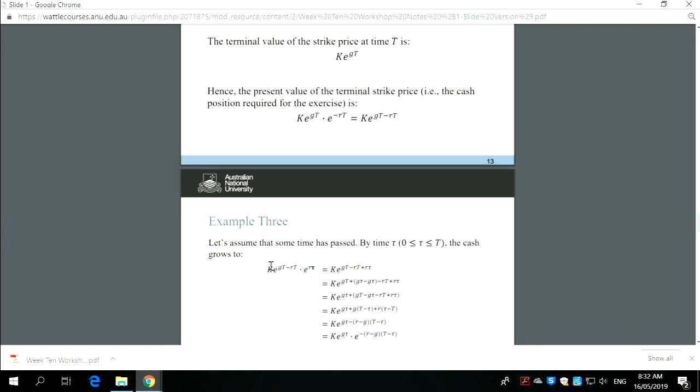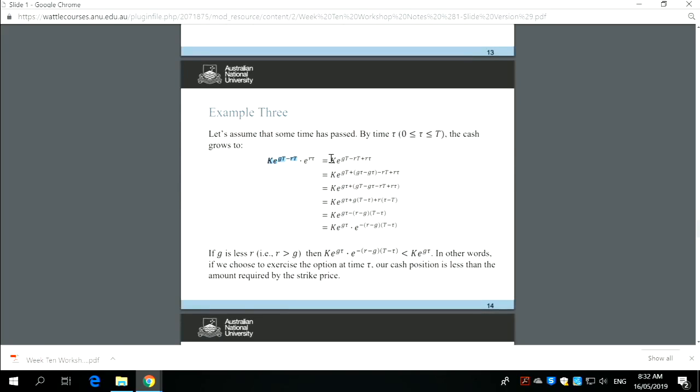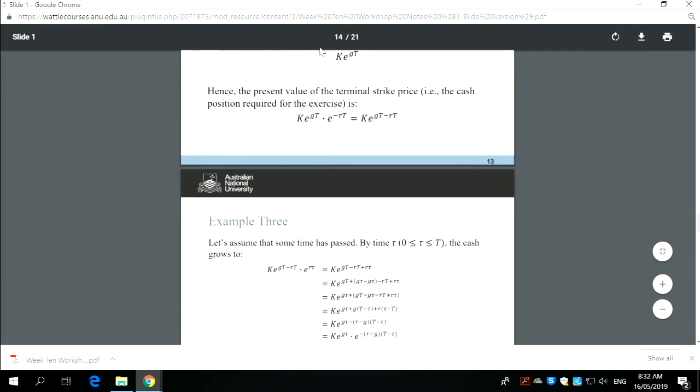So that's how much the cash that we're saving in the bank grows to at the point of tau. That's the present value of the terminal price times e to the power of r tau, okay? If we do that, we can write this equation like this, right? Then I try to show that this is strictly less than the strike price at the point in time tau. Now, if I want to show that, I try to reorganize this equation to look more like the strike price.